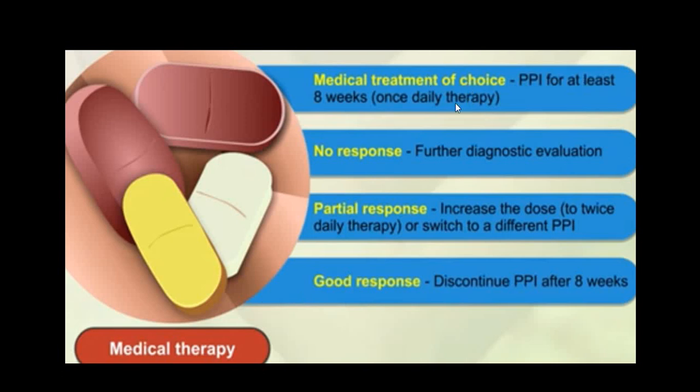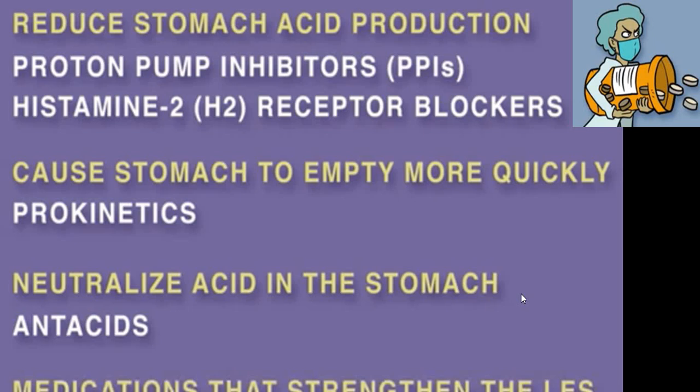So a proton pump inhibitor should be given for a minimum of 8 weeks, OD dose. If the person doesn't get a response, go for further diagnostic investigation or increase the dose, that is twice daily therapy. With partial response on twice daily, switch to a different proton pump inhibitor. Say the person is on omeprazole, switch over to pantoprazole or lansoprazole, etc., or the other way around. If there is a good response, then continue the treatment for a minimum of 8 weeks, and even after that you might require treatment.